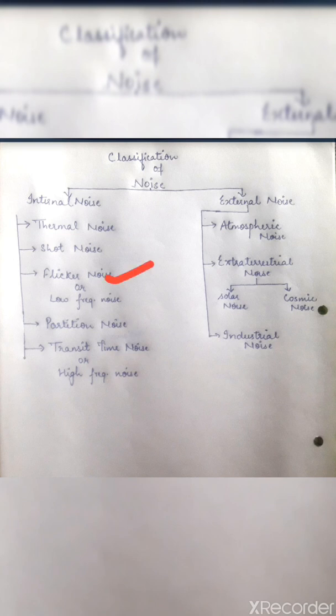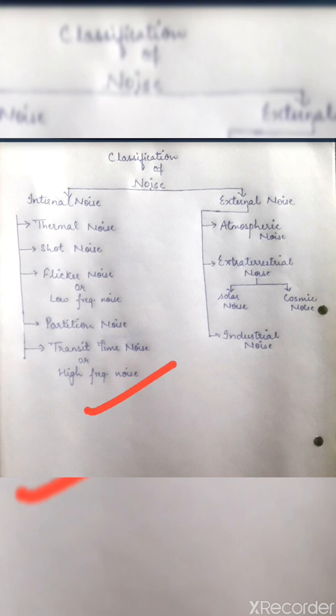Now, the next one is flicker noise or low frequency noise. What is flicker noise or low frequency noise? This type of noise is generated in low frequency signals. The power spectral density of this noise increases as the frequency is decreased, or we can say that it is inversely proportional to the frequency.